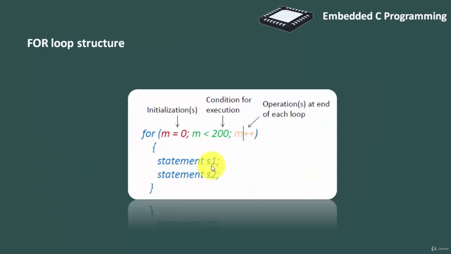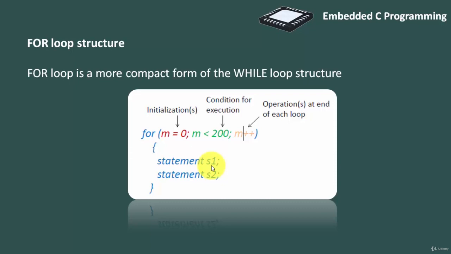For loop structure. The for loop is a more compact form of the while loop structure. Here is the example. For m equals 0, m is less than 200, m plus plus. This part is what we call initialization. This is what we call the condition for execution, and this one is the operation at the end of each loop. Initially the value of m is 0. Since the value of m is less than 200, statements 1 and 2 will get executed, and then the value of m will get incremented by 1. So this loop will iterate 200 times.